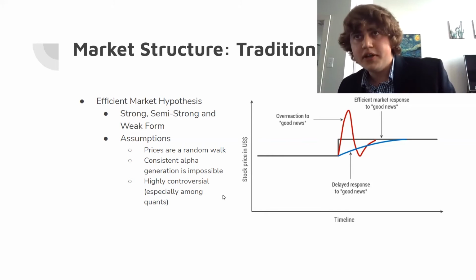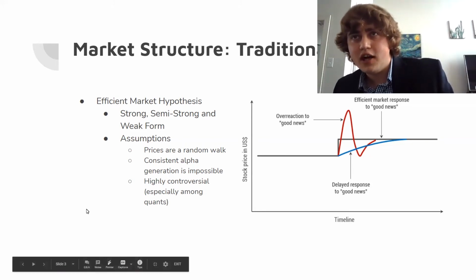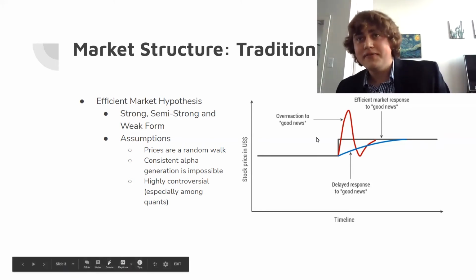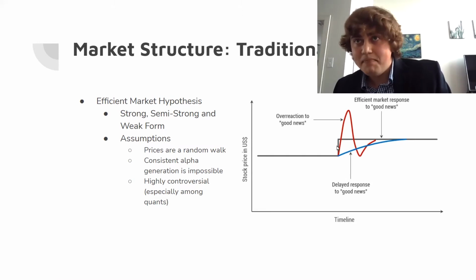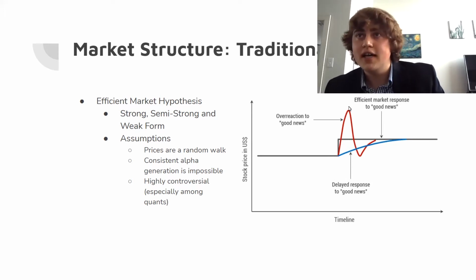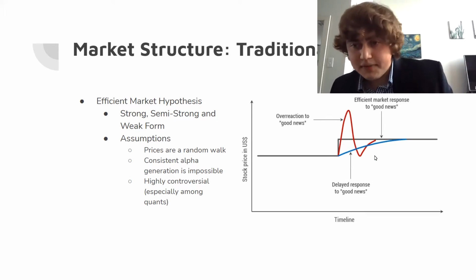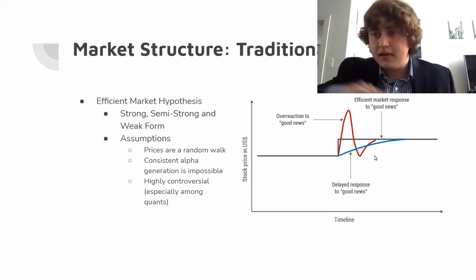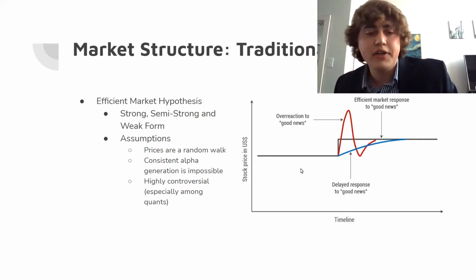And that's something important to know. And this graph right here does a good job of showing you that the efficient market hypothesis is just like an immediate reaction to news. Whereas what we often see is this red line, where there's an overreaction and then a subsequent sell-off that eventually comes back to the fair value.